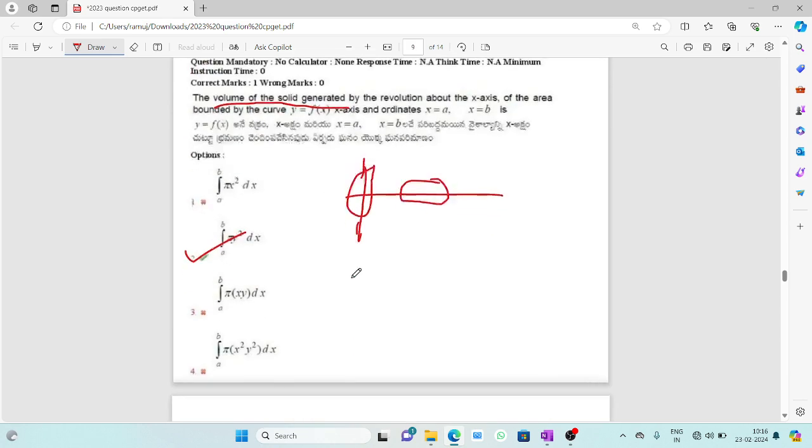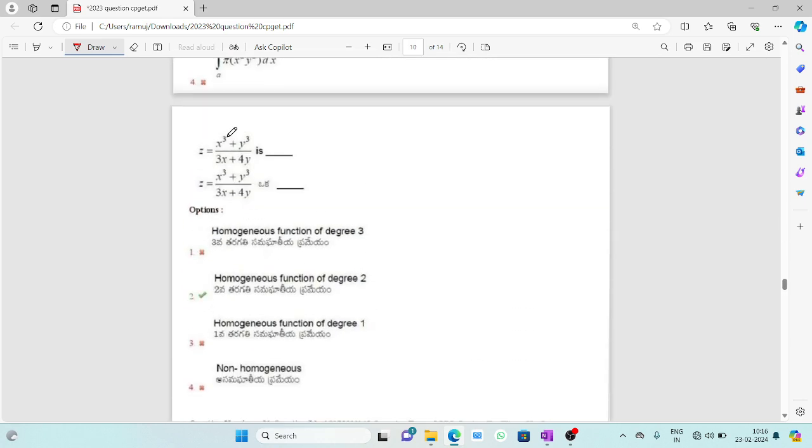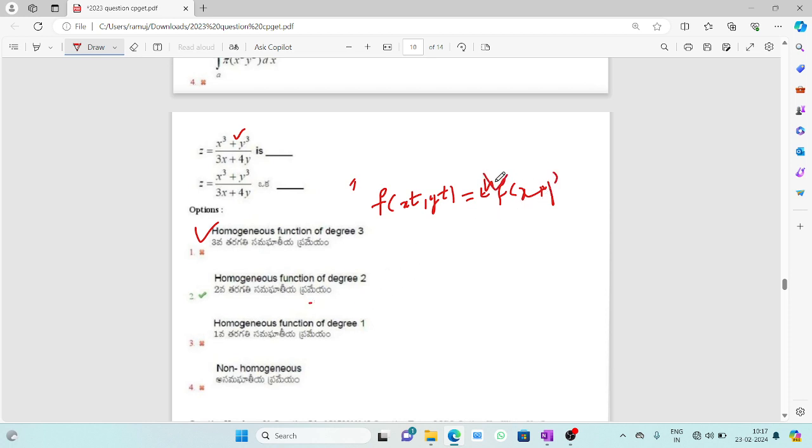So this 20th question, z is equal to x cube plus y cube divided by 3x plus 4y. He is asking whether it is a homogeneous function or a non-homogeneous function. If it is homogeneous, then what is the degree of that homogeneous function? This is a simple one. I already told you whenever this type of homogeneous function comes, we have to use f of xt, yt and substitute in the given function. We will get t power n times f of x comma y. If that happens, then we can say that this is a homogeneous function of nth degree.